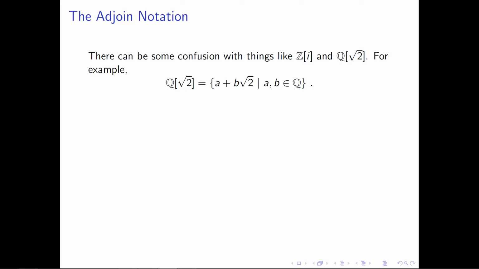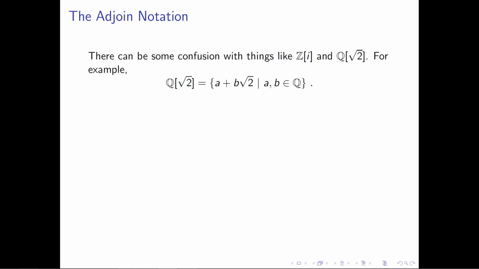Another reason I want to talk about this adjoint notation is that there can be some confusion when you switch from something like polynomial rings to something like the Gaussian integers or the rationals adjoin root 2. For example, I think if you have seen me define it before, or perhaps this is the way that it's even defined in the abstract algebra textbook, if you look at Q adjoin root 2, the way that's going to be defined in the textbook is a plus b root 2, where we require that a and b be rational numbers.